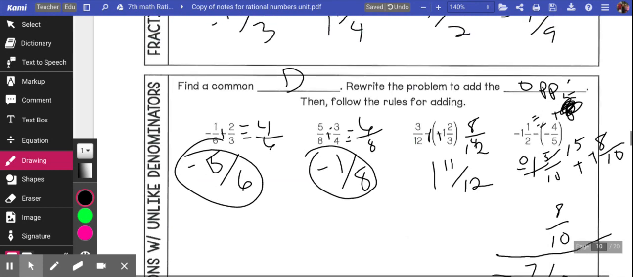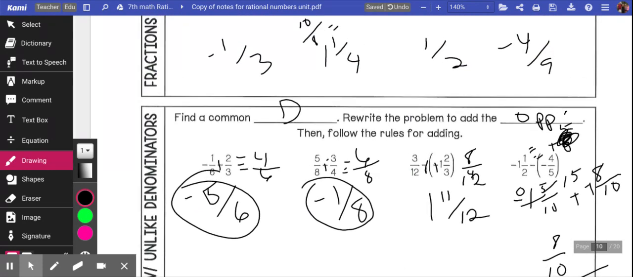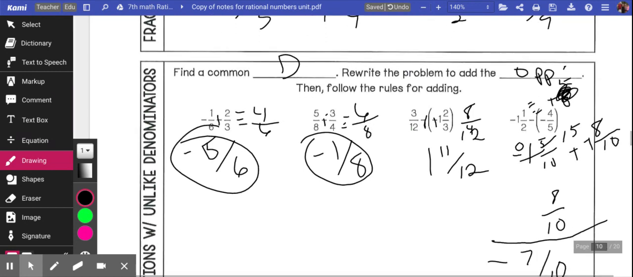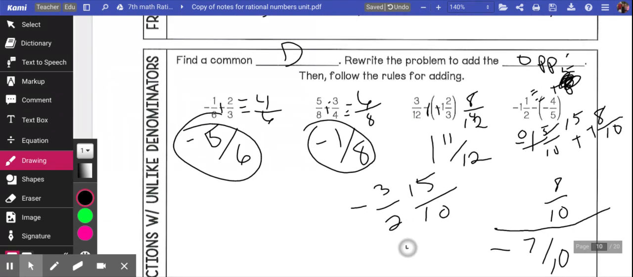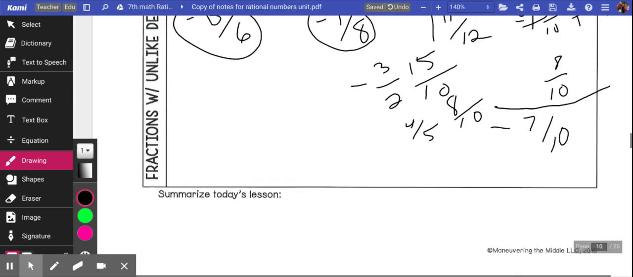And remember, you could change 1.5 into 3/2. So if you wanted to do that, I will do it down here. You could have done negative 3/2, and then you would have had to change it out of 10, and that would have been 15. And then you would have had 4/5. Make that out of 10. And then you would have been left with that 7/10 there, if that's easier for you. Okay.